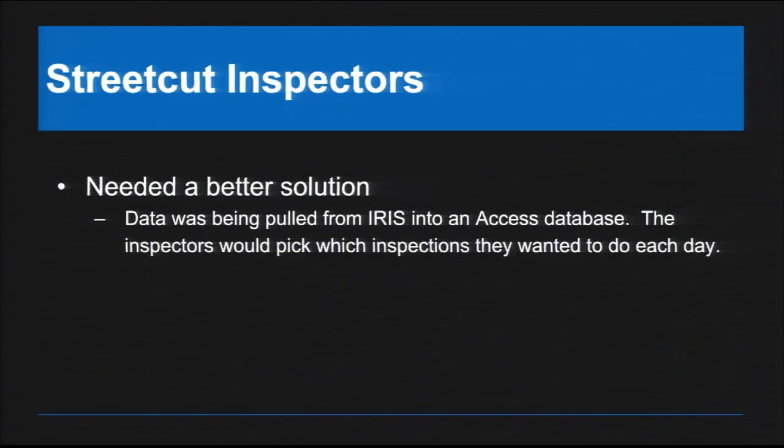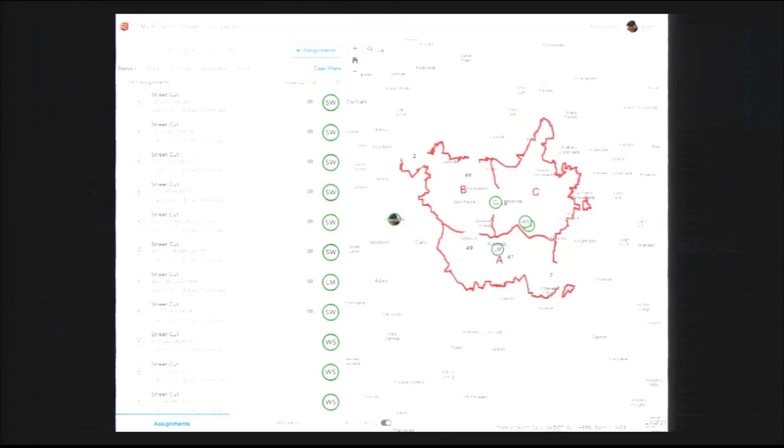And then I'll briefly just mention our street cut inspectors. So they needed a better solution than their current solution. They were pulling data from the IRIS database into Access, and then they didn't have any spatial component. They had to go look up on Google Maps where they were, and then come up with their workflow for the day. And that just was not efficient at all.